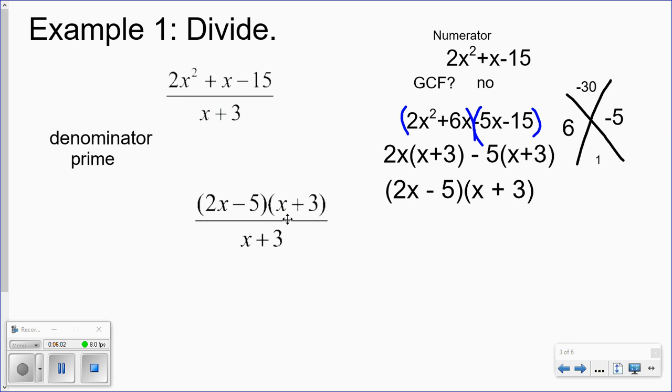Now do you see how they have the same factor? They both have the x plus 3. That means because I'm multiplying and dividing by that same thing, they cancel each other out. So those are gone, which means I'm only left with the 2x minus 5. And that is my final answer. That is division. Just factoring it all and then crossing out what they have in common.